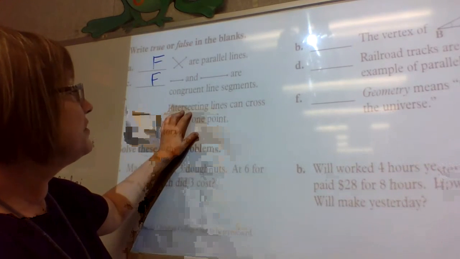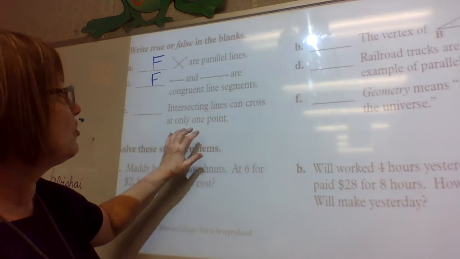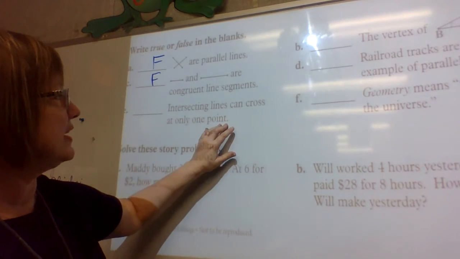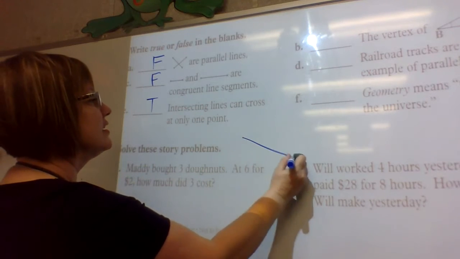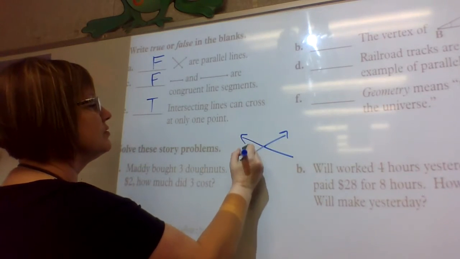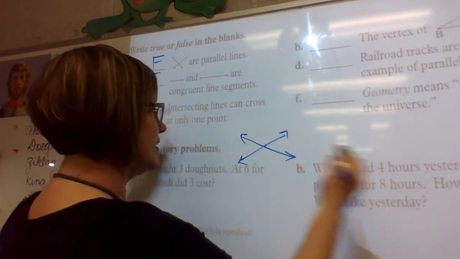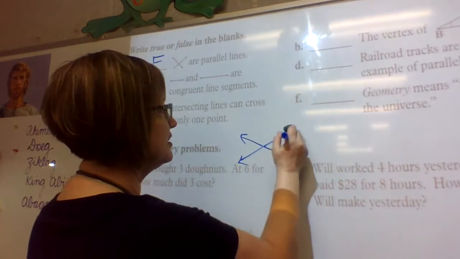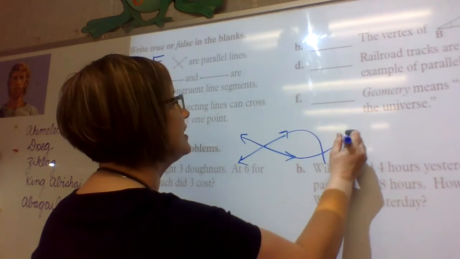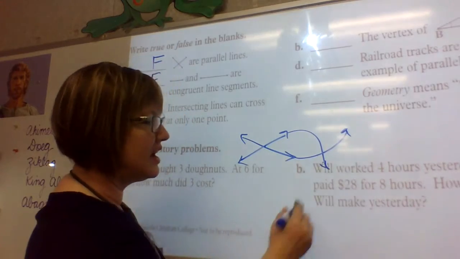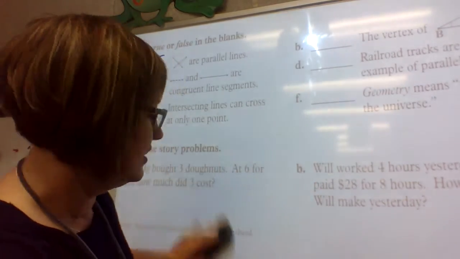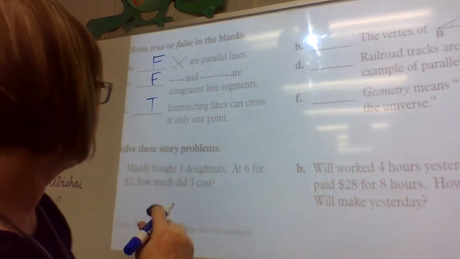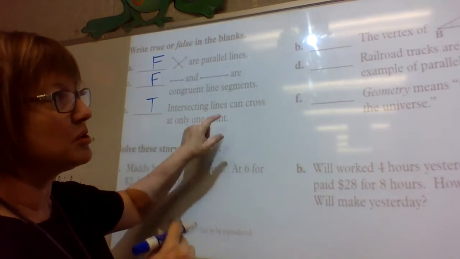Okay, true or false? Intersecting lines can cross at only one point. Yes, true, because this one can keep going forever and this one forever, but they're never going to intersect over each other again, not with a line. A line is straight. These are curves. Curves are something totally different. So a line is a nice straight line, and they would never cross more than one point.